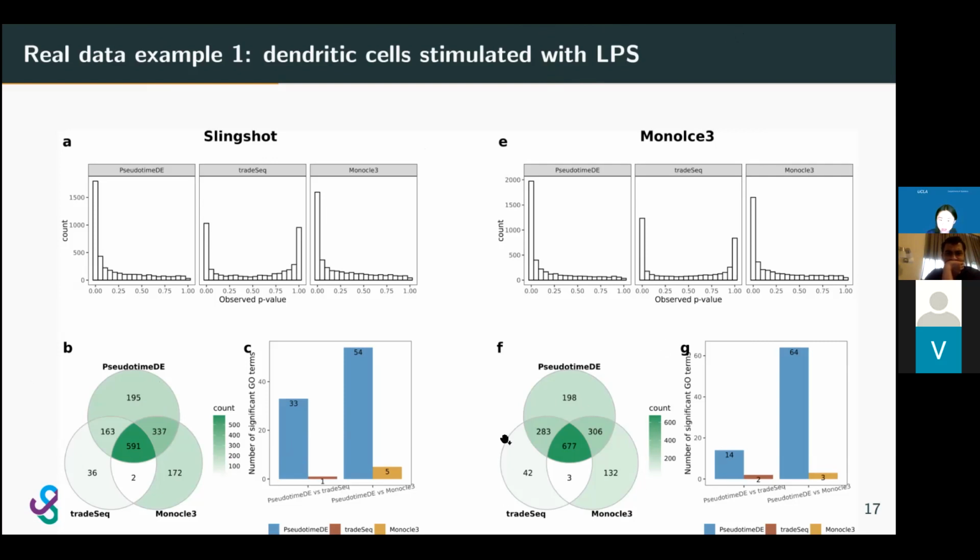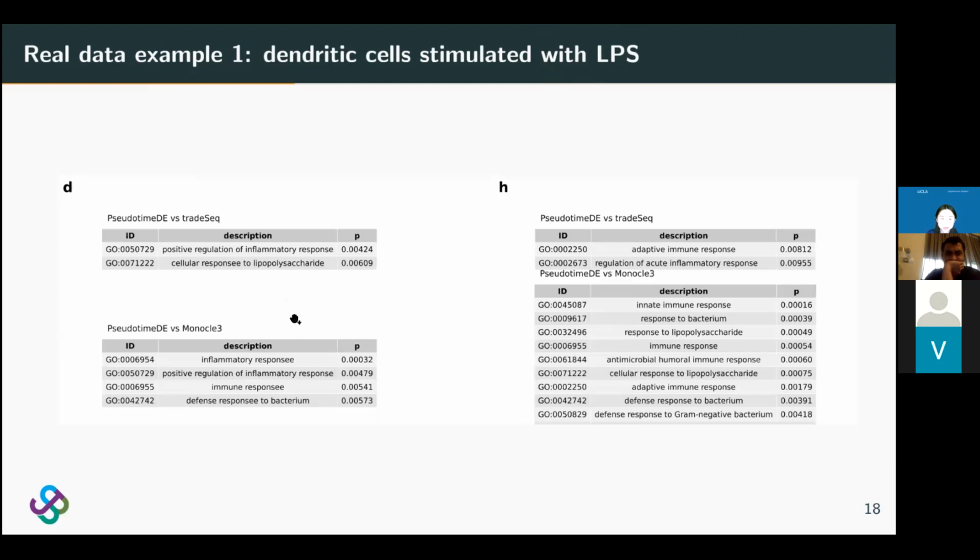Okay, so here is some close examination of the GO terms that are enriched in pseudotime-specific DE genes. So we see that yes, those terms that are only enriched in the pseudotime-specific DE genes are related to immune responses. So they are reasonable.